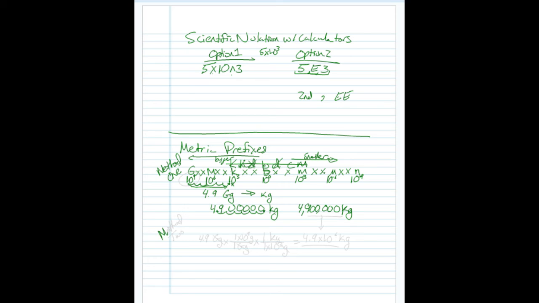Method 2 involves using our dimensional analysis, 4.9 gigagrams. Well, I know that 1 gigagram is equal to 1 times 10 to the 9th grams. That's what that 10 to the 9 means. And I know that 1 times 10 to the 3rd grams is equal to 1 kilogram. If I throw all of these into a calculation, gigagrams cancels with gigagrams, grams cancels with grams, and I'm left with kilograms, which will give me 4.9 times 10 to the 6th kilograms.